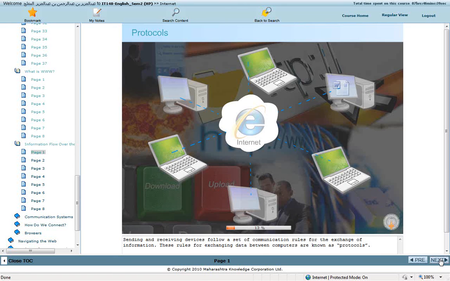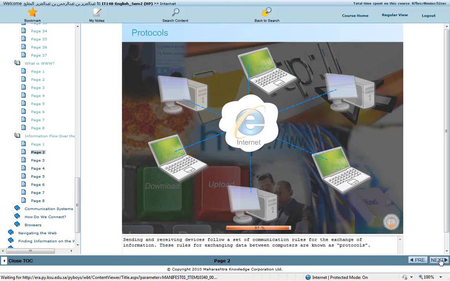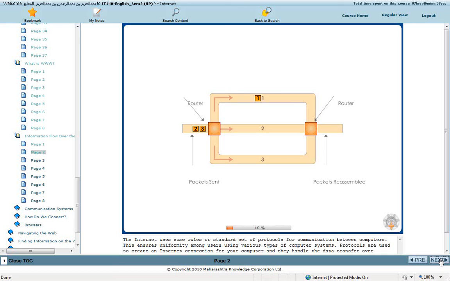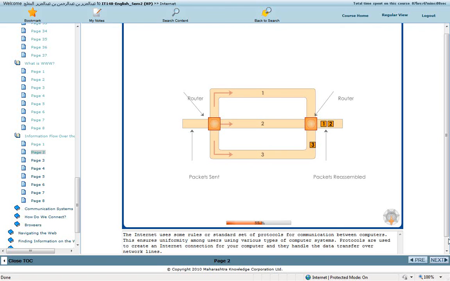Sending and receiving devices follow a set of communication rules for the exchange of information. These rules for exchanging data between computers are known as protocols. The Internet uses a standard set of protocols for communication between computers. This ensures uniformity among users using various types of computer systems. Protocols are used to create an Internet connection for your computer, and they handle the data transfer over network lines.